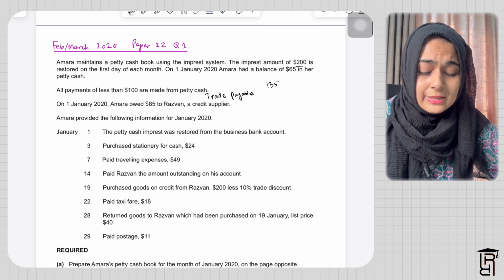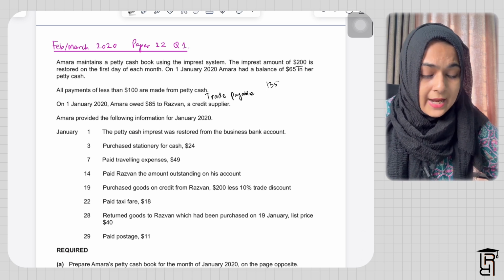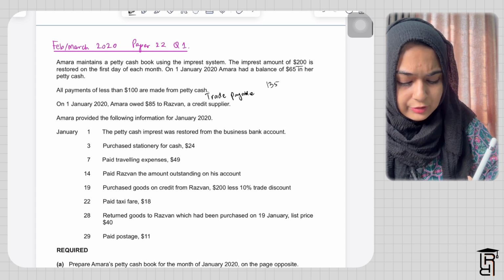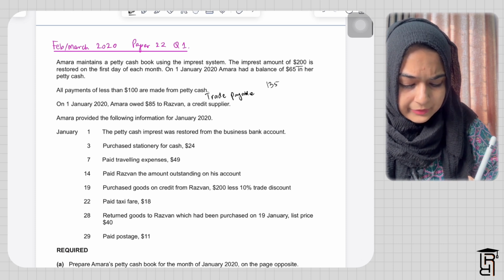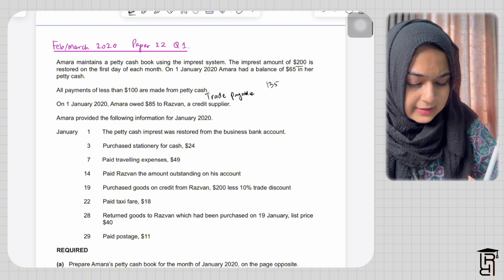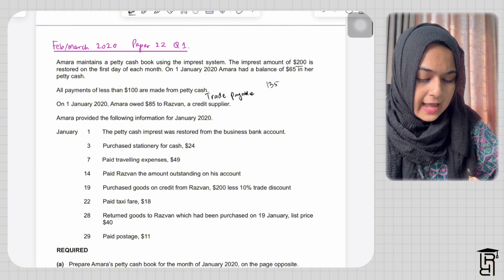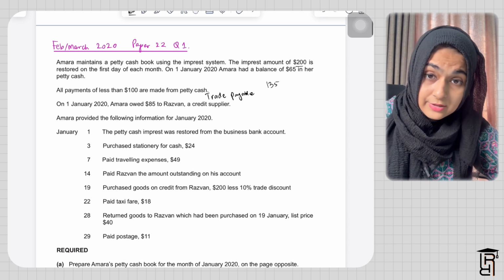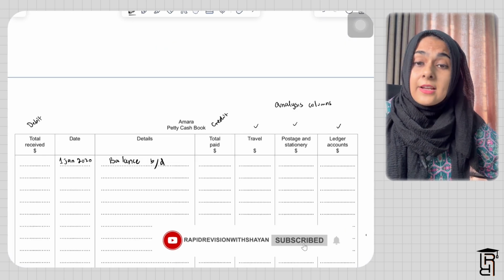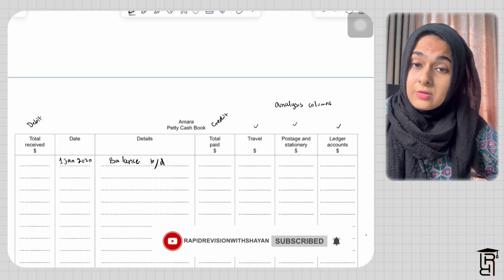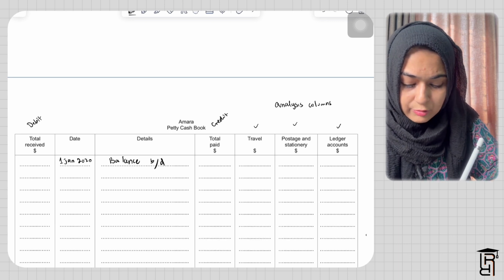So what I'm going to do is that I'm going to make the petty cash. I'll start with a balance brought down. So I'll write here 1st January 2020. I'll write here balance brought down. And because this is my cash balance and this cash is a positive balance and cash is an asset, so petty cash is also an asset, this balance is going to come on the debit side, that is $65.